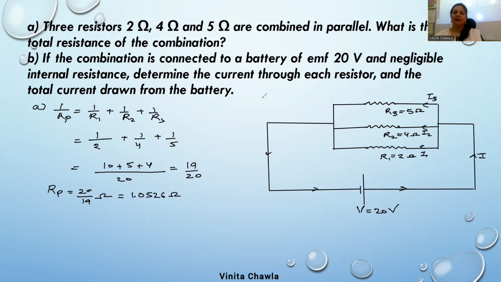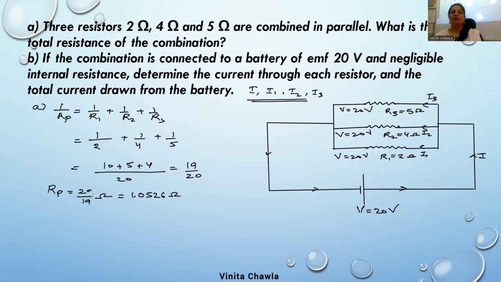So in this second part, we have to find the net current and the current through each branch. In a parallel combination, the potential drop across each resistor is the same and the current is different. So V is the same for each branch. V is 20 volts for each branch. R is given, V is given, so we can easily find the current through each branch.